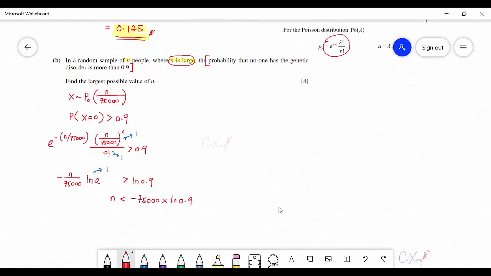By just pressing the calculator, the value that you get here, when you multiply it, will be 7902.038674. And n must be an integer. Alright, so n is smaller than 7902.03, then n should be equal to 7902.